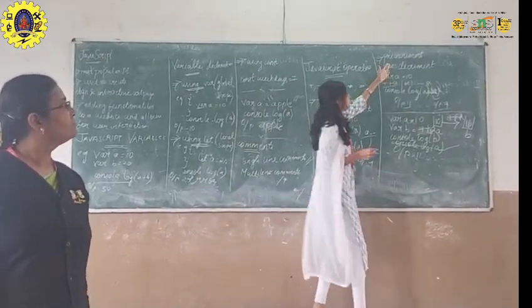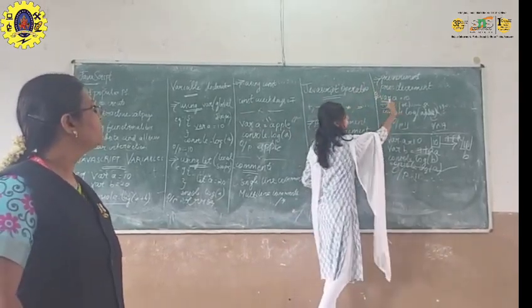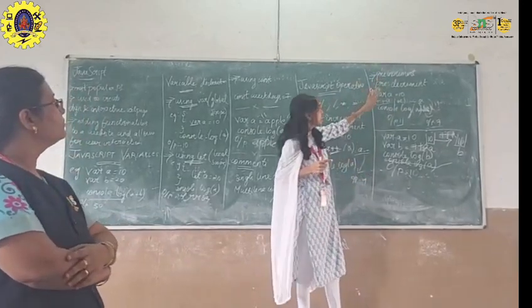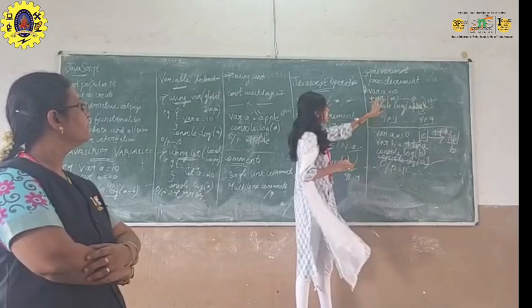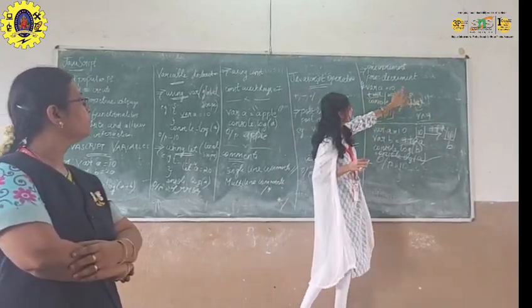And pre-increment and pre-decrement. For example, I take the variable a. Pre-increment is defined by plus plus a. Before the variable a itself I will give plus plus. If I do plus plus the output will be 11. If I give minus minus a the output will be 9.